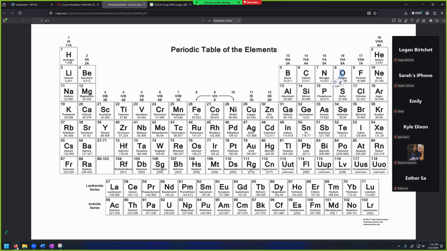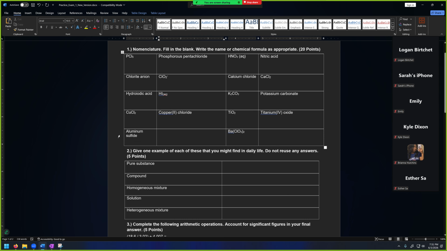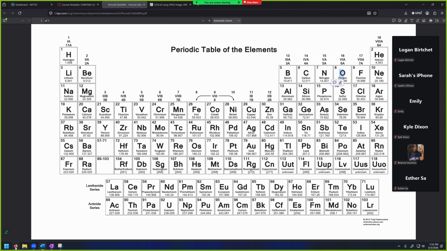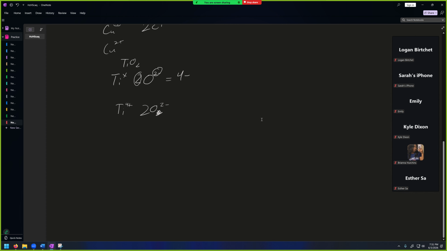Aluminum sulfide. I see aluminum right here. This is a main group metal. It is 1, 2, 3 groups from the beginning of the row, and therefore we'll just make a 3 plus charge. And then sulfide is right here. It's a non-metal that makes a 2 minus charge because -1, -2. So we have Al3 plus and S2 minus.